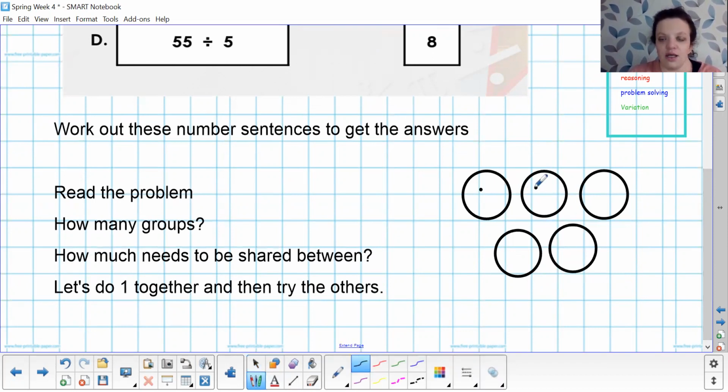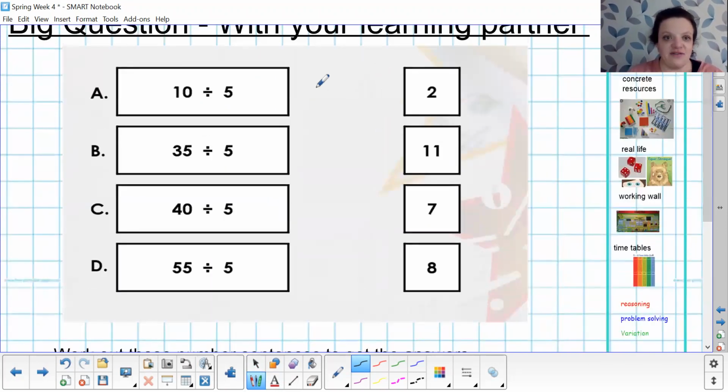Are you ready? 1, 2, 3, 4, 5, 6, 7, 8, 9, 10. Making sure we're putting 1 in each as we go. And then how many is in each group? Well, our answer is 2. So I'm going to draw in 10 divided by 5 equals 2.